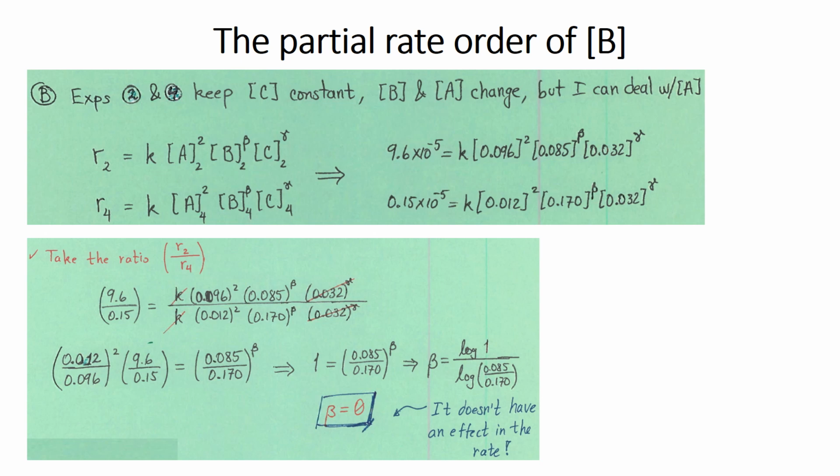And when I do that, I end up with this expression, and that part on the left is actually going to be equal to 1. When I solve this for beta, I find the log of 1 is equal to 0, so this whole expression is going to be equal to 0. So beta is 0. That means that the rate is not affected by the concentration of B, because B will be raised to the power of 0. Anything to the power of 0 is 1, so it will not have an effect on the rate of reaction. B does not have an effect on the rate of reaction.